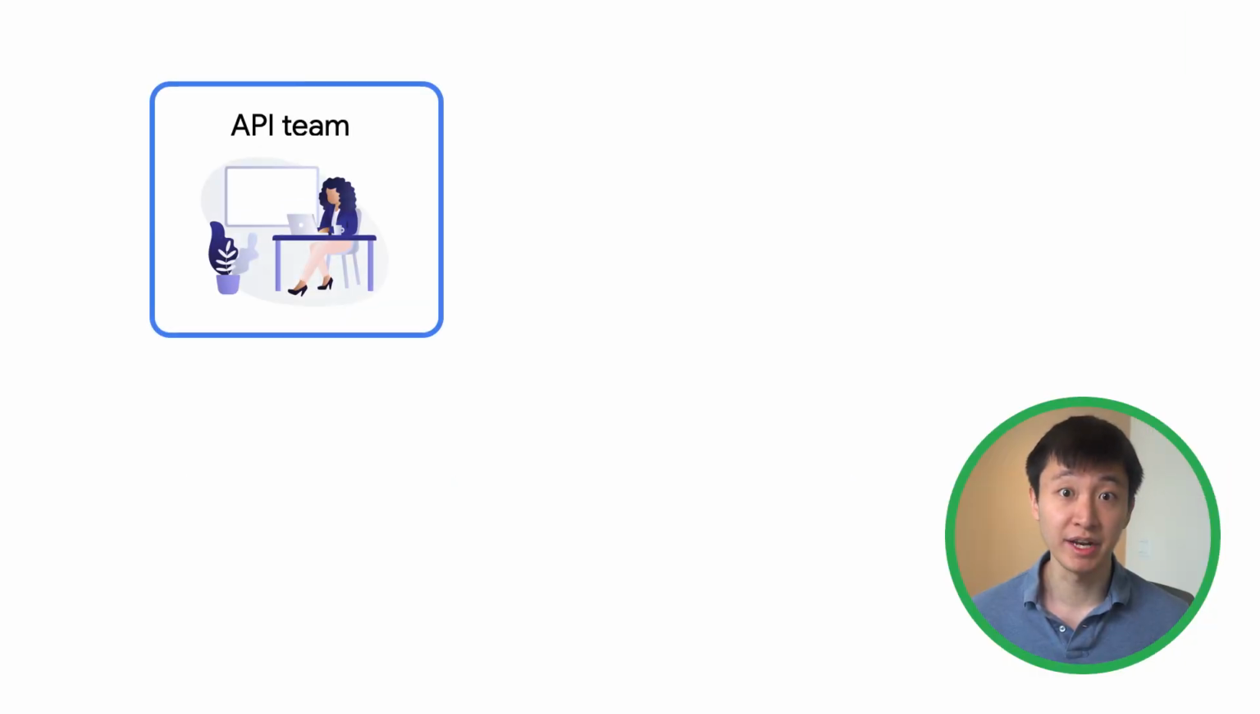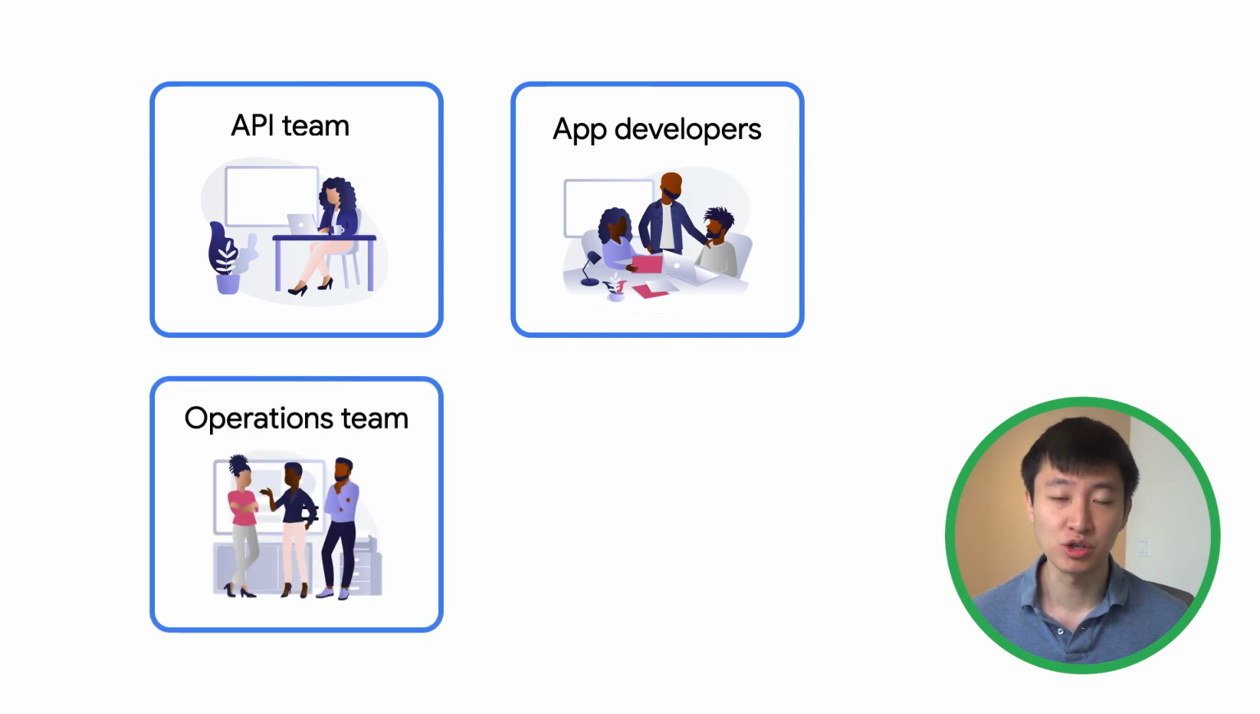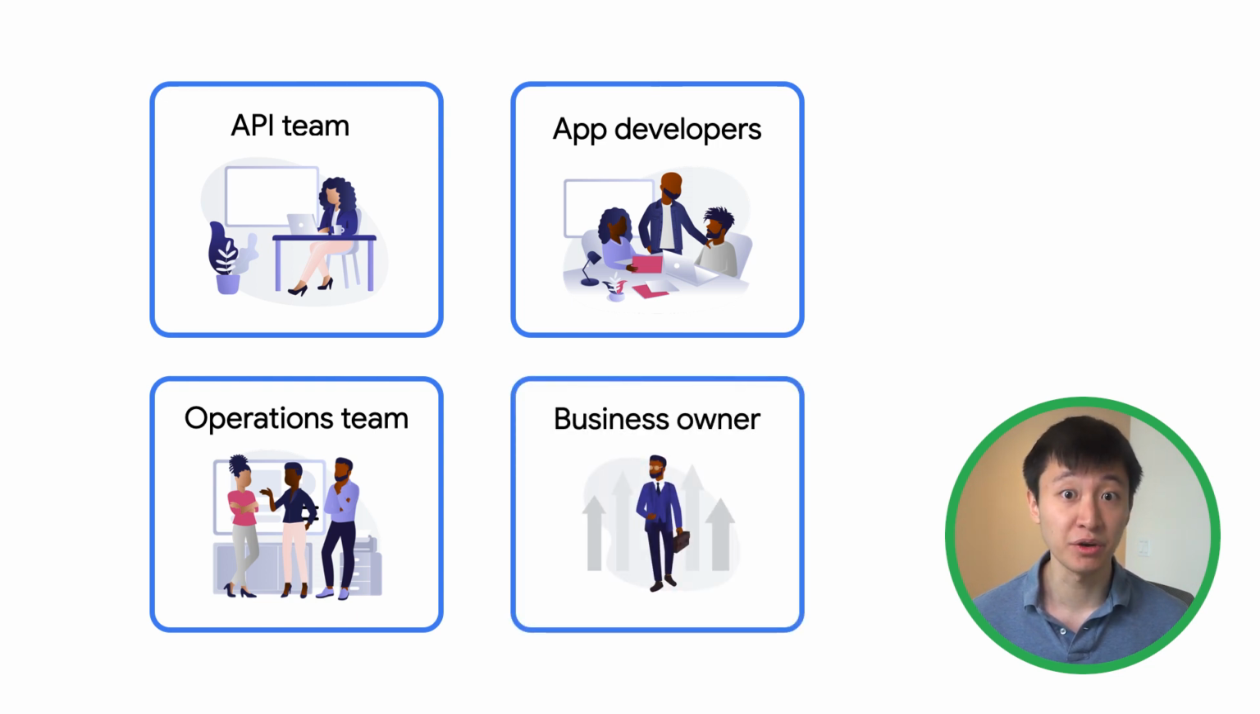This data can help provide insight to the API team about how the API program is doing overall, how individual APIs are doing, and how to improve and debug APIs. Analytics information can also be shared with app developers who will want to know how to improve their apps to increase revenue. The operations team can learn more about traffic patterns and when to add backend resources or make other adjustments. And the business owner can see whether or not their initial API investment is paying off.